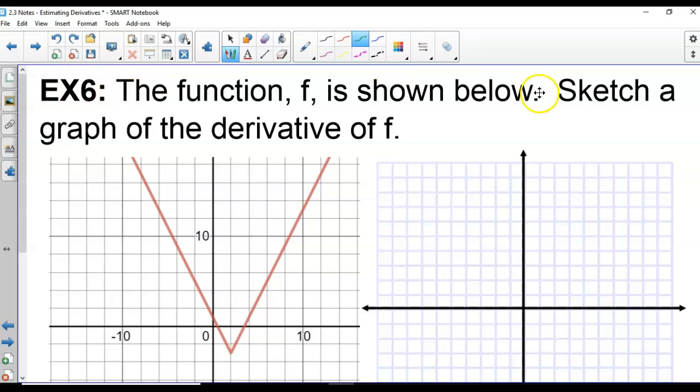Alright, so 6 is easier than 7. But both of them ask us to sketch a graph of the derivative of f. And the graph shown here, this is f of x. So, remind me again, the derivative is the what of f of x? It's the slope of f of x. So this one is going to be fairly easy because all the way up to, I guess that's 2 right there because this is counting by 2's, we have the same slope because we have a straight line.